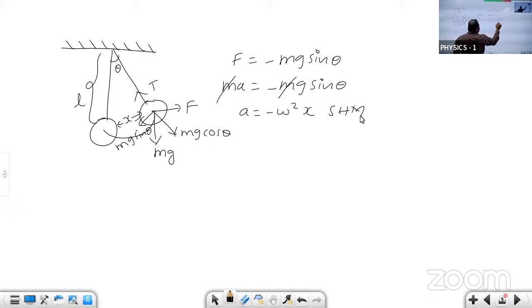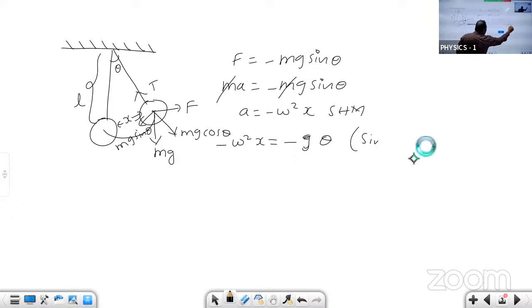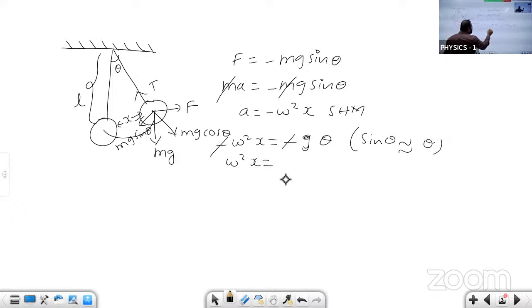This is the SHM condition. So you write minus omega square x equals minus g sin theta. Directly you write, otherwise, theta in brackets, sin theta approximately theta. So the minus cancels, students. Omega square x equals g into theta, meaning x by L. Angle equals arc per length.